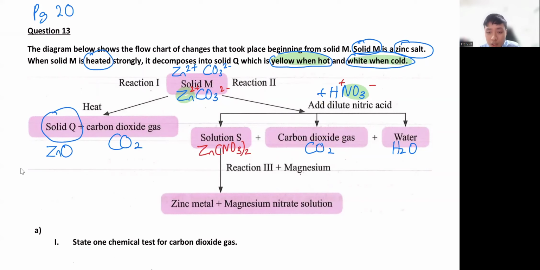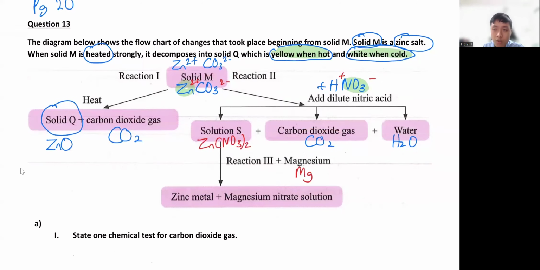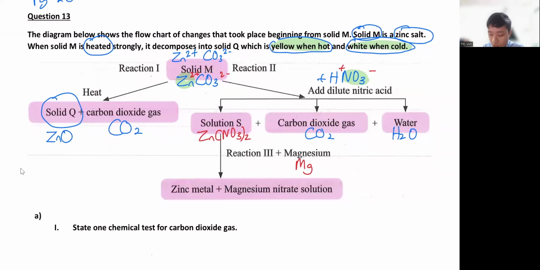Zinc nitrate will go and react with magnesium. Now since magnesium is more reactive than zinc, what happened? The reactivity series: magnesium is at the top, above zinc. So the magnesium will take away the nitrate, rampas off the NO3 from a displacement reaction. Correct, very good.